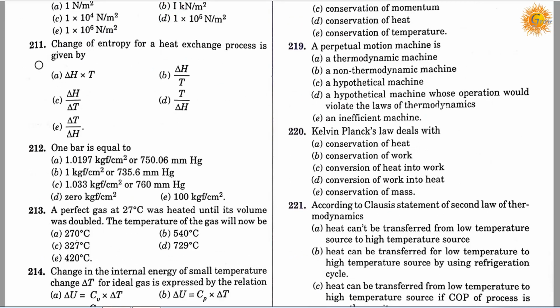Question number 211. Change of entropy for a heat exchange process is given by option A, delta H into T, option B, delta H upon T, option C, delta H upon delta T, option D, delta T upon delta H, option E, delta T upon delta H. Correct answer is B, delta H upon T.